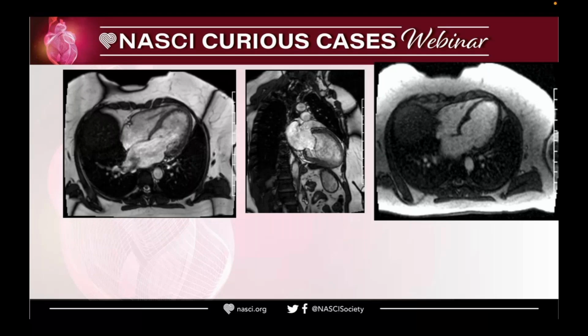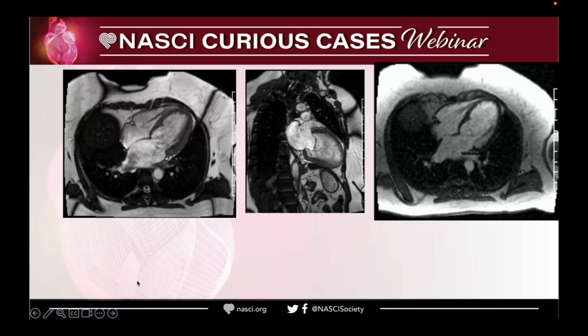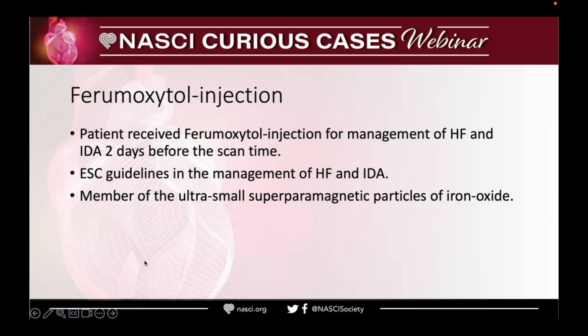And surprisingly, he told me that this patient received a ferumoxytol injection just two days before the scan. Under recent guidelines, it is being used for management of heart failure and iron deficiency anemia, particularly with some national shortage of other medications to treat iron deficiency anemia and end-stage renal disease.